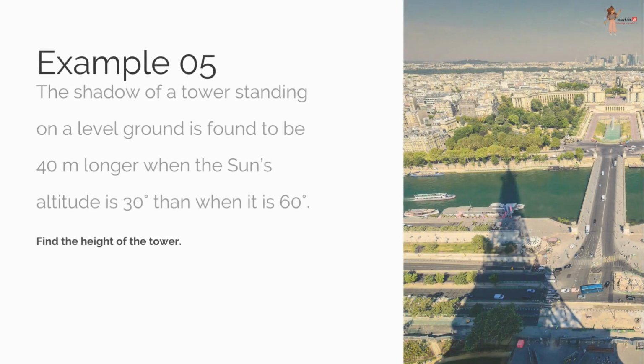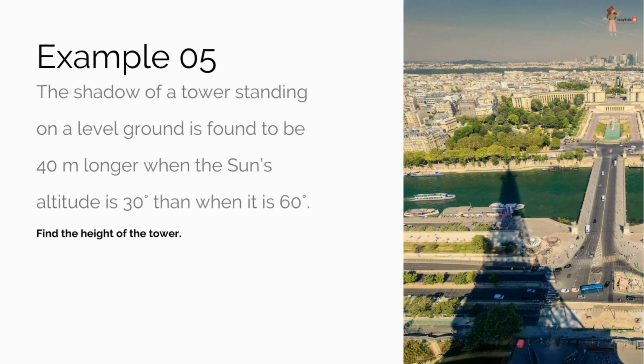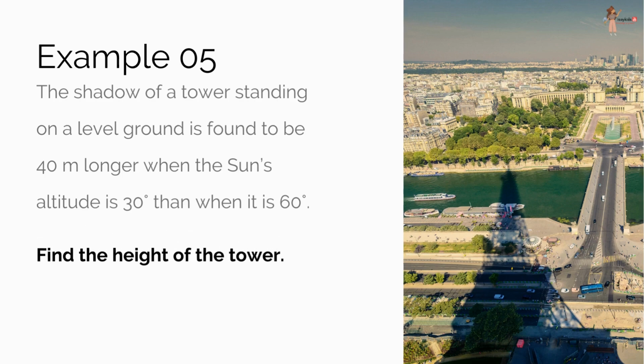Next example. The shadow of a tower standing on the level ground is found to be 40-meter longer when the sun's altitude is 30 degree than when it is 60 degrees. We need to find the height of the tower.